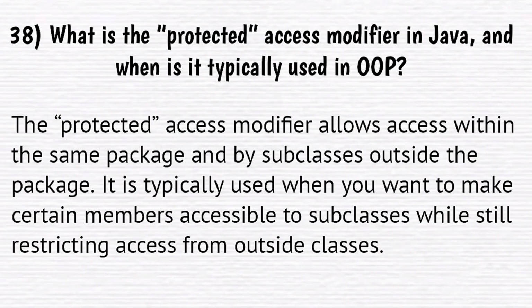What is the protected access modifier in Java, and when is it typically used in OOPS? The protected access modifier allows access within the same package and by subclasses outside the package. It is typically used when you want to make certain members accessible to subclasses while still restricting access from outside classes.